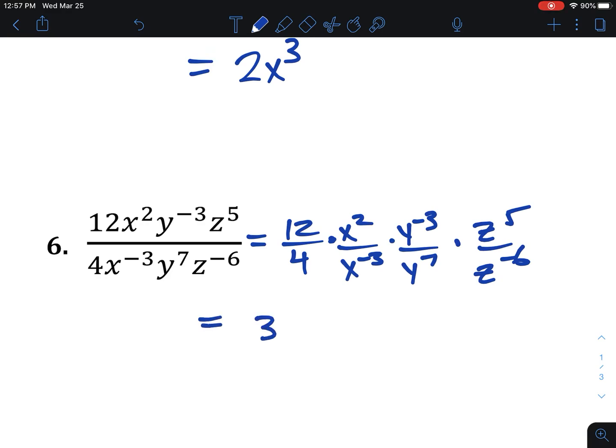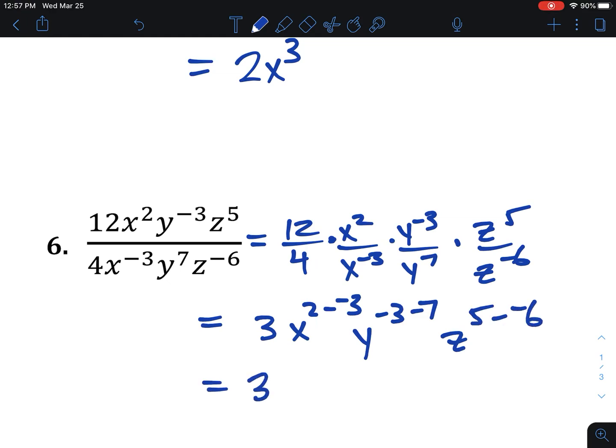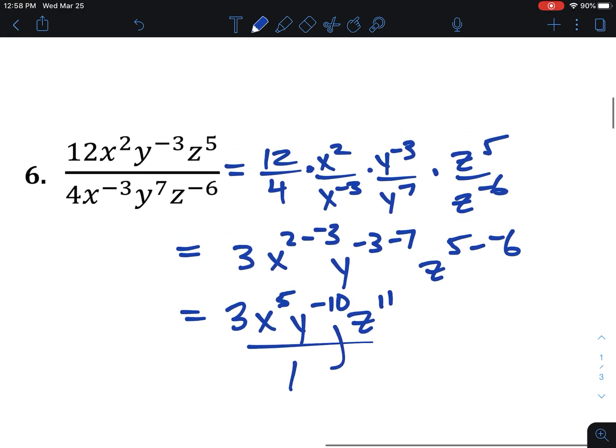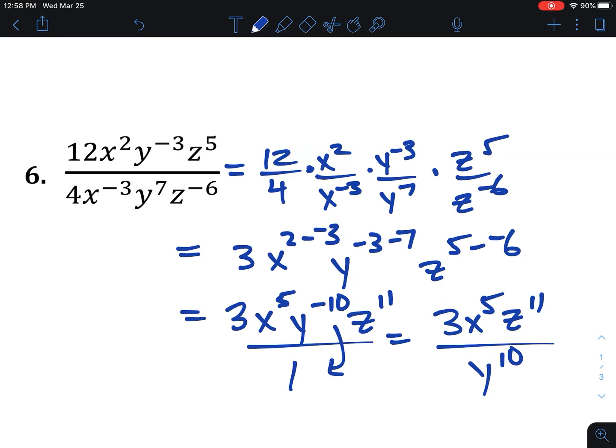12 over 4 is 3. For this one, it's going to be x to the 2 minus negative 3. The y's are going to be negative 3 minus 7, and the z's are going to be 5 minus negative 6. So many negatives. Okay, so for x, the minus becomes a plus, so that's x to the 5th. And this would be y to the negative 10, and z, the minus again becomes a plus, so z to the 11th. So now just bring your negative exponents to the bottom, and we get 3x to the 5th z to the 11th over y to the positive 10. Since the negative exponent goes to the bottom, it becomes positive, and that's how we can do that one in simplified form with all positive exponents.